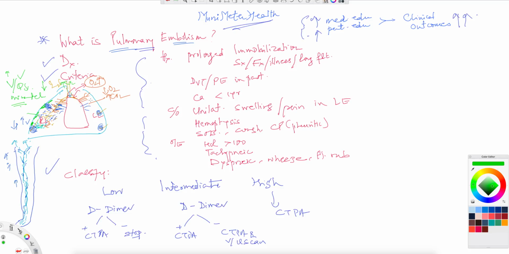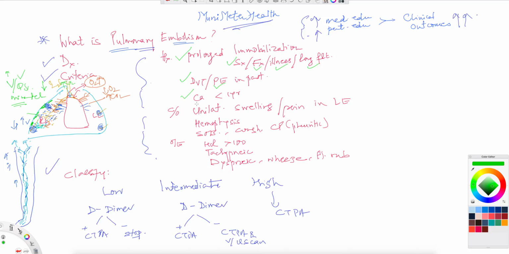Okay, so that's called the pleuritic pain. So what have we learned so far? The history will be the following: prolonged immobilization, symptoms of any recent surgery, a fracture, an illness, a long flight we just talked about. DVT and pulmonary embolus in the past, you have to give extra points to diagnose that. So this is all part of the history, folks. You got to take that.